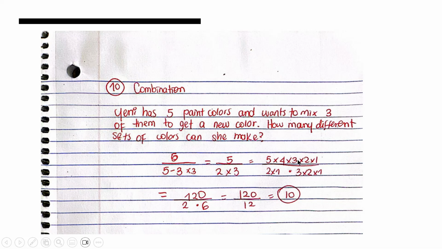So now I multiply 5 times 4 times 3 times 2 times 1 over 2 times 1, because remember we need to do it with this number in here, and then I have 3 times 2 times 1. So we will have 120 over 2 times 6. So this goes into 120 over 12, and this is equal to 10 combinations. You see, so I have 10 sets of colors I can make.